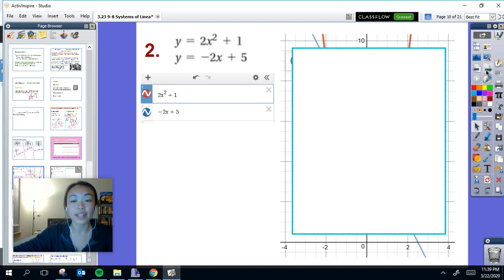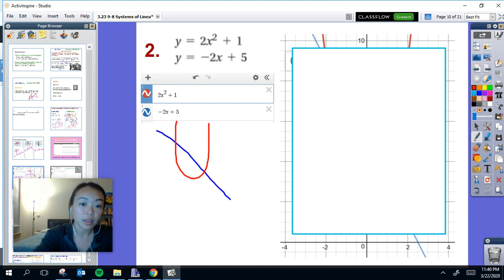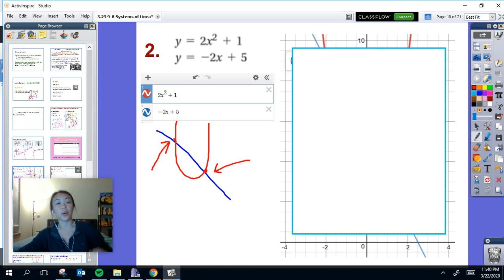Go ahead and do the second one. Remember that where they intersect is going to be your solution. So let's say it looks like this. This will be your first solution, and this will be your second solution. So go ahead, put those into Desmos and see what you get.